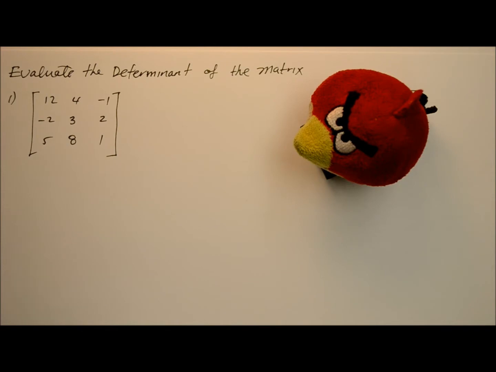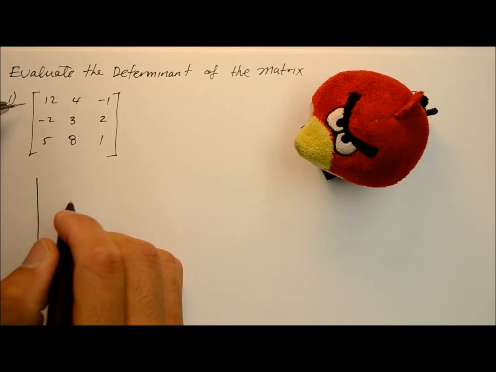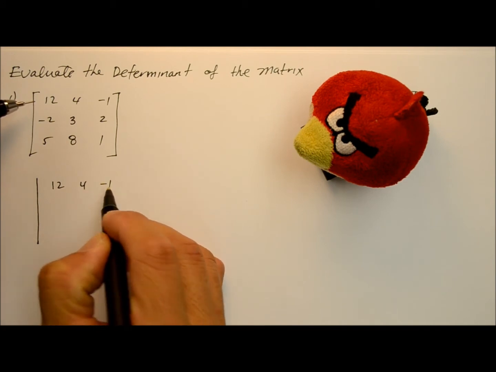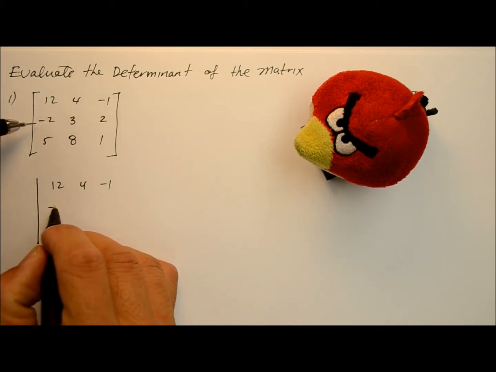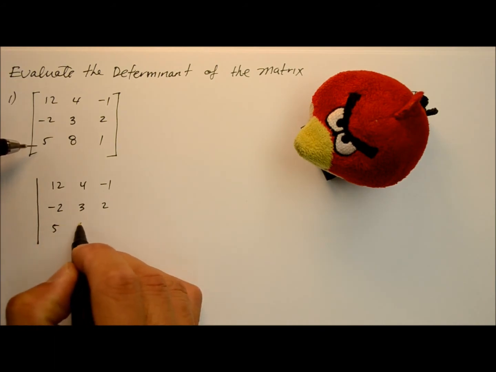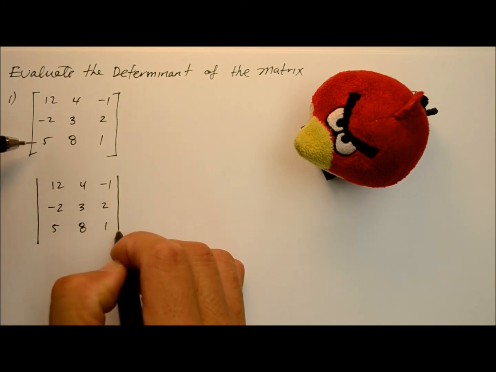Hi, this instructional video is about evaluating a 3 by 3 matrix. The determinant of the matrix with first row 12, 4, and -1, second row -2, 3, and 2, and the third row 5, 8, and 1.